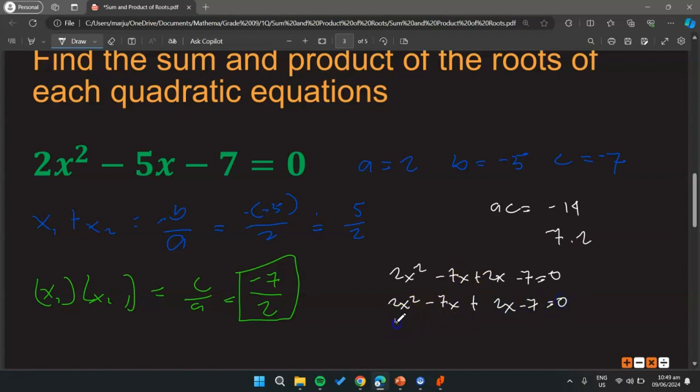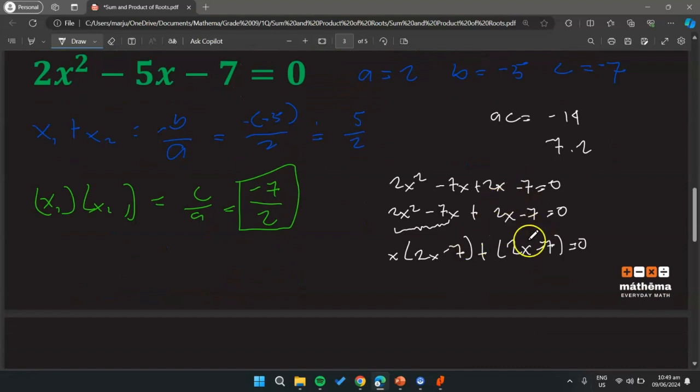What is common here? Common is just x, so we factor out x. We will get x times 2x minus 7 plus, and that is again 2x minus 7, equals 0. Then we have a common 2x minus 7, so we write 2x minus 7 times x plus 1. Our x sub 1 will be from 2x minus 7, which is 7 over 2, and the other one is negative 1.